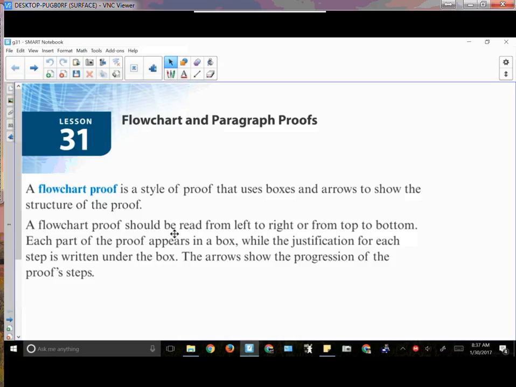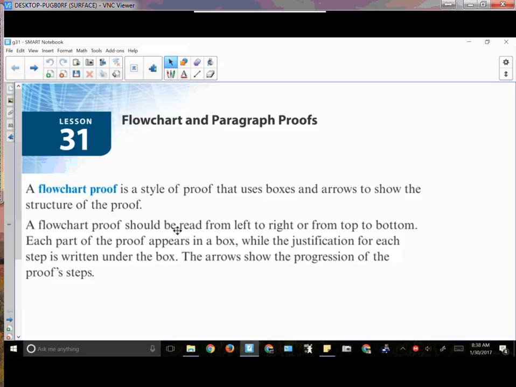Now, the flowchart proof should be read from left to right or from top to bottom. That's mostly how we read things, top to bottom, left to right. Each part of the proof appears in a box, while the justification is written under the box. The arrow shows the progression of the proof steps, so it puts things in order a little bit more.